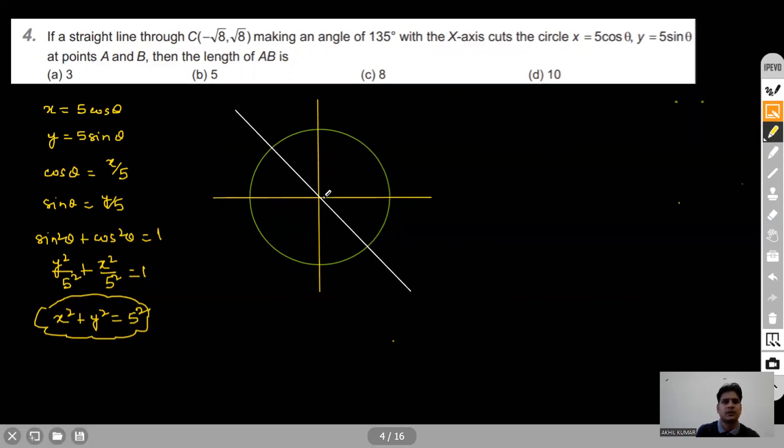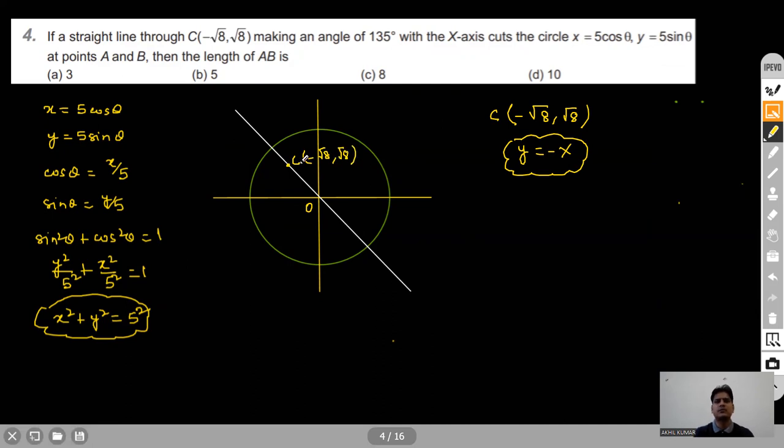So see, this is the origin and this is the radius 5. Where is this point lying? Minus 8 and root 8, these are the coordinates of this point. So this point basically lies on the line y equal to minus x. This will lie somewhere here. This will be our C point, minus root 8 comma root 8.